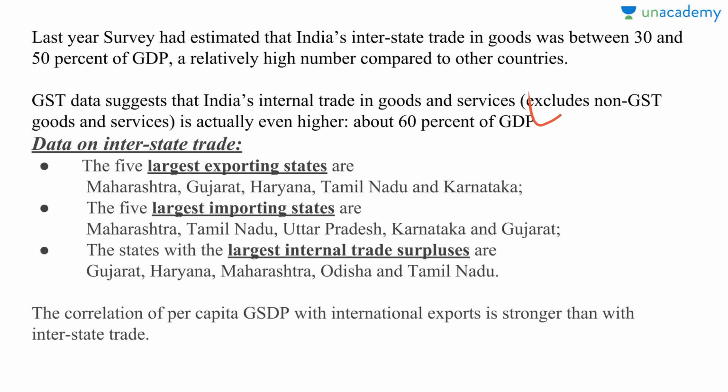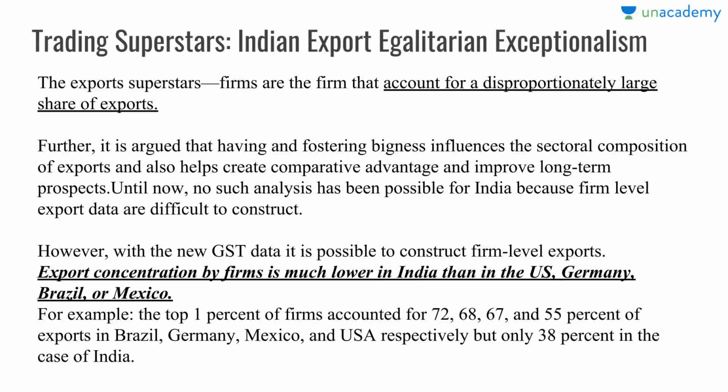And the 5 largest exporting states in interstate trade include Maharashtra, Gujarat, Haryana, Tamil Nadu and Karnataka. Earlier one was international trade, this is interstate. The 5 largest importing states are Maharashtra, Tamil Nadu, UP, Karnataka and Gujarat. So those like USA is producer also, importer also, something like that. States with largest internal trade surpluses are Gujarat, Haryana, Maharashtra, Odisha and Tamil Nadu. And the correlation of per capita GSDP is much higher with international exports than with interstate trade. So those who do more international exports are more prosperous.